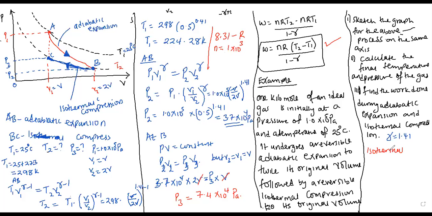Then during isothermal compression, work done, we derived it was nRT log to base e of V1 over V2, which would be work done is equal to nRT natural log of a half. It's natural log of a half because V1 is V, then V2 is 2V. So when you divide, the V cancels, so you substitute both of them.